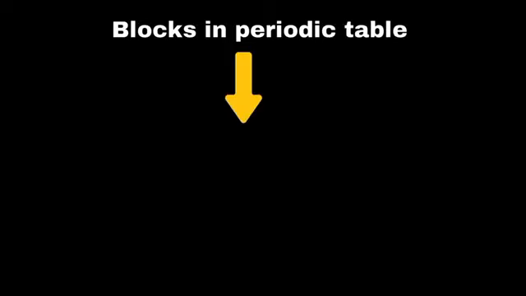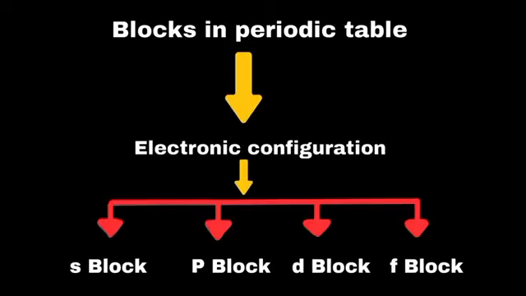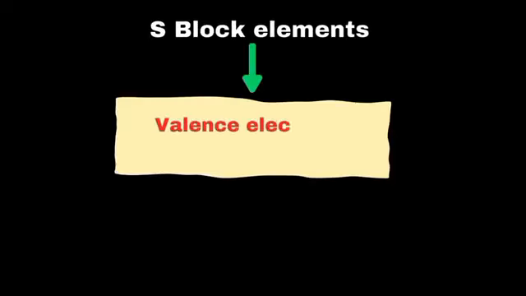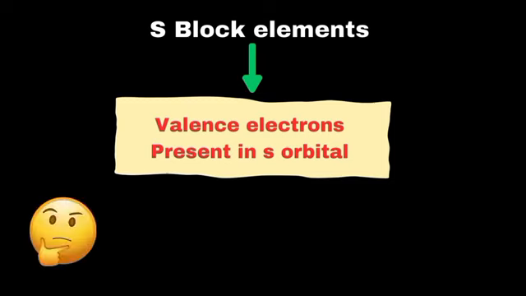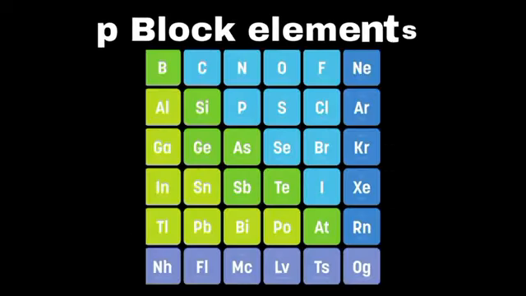The periodic table is further divided into 4 blocks based on the electron configuration of the elements, and they are S, P, D, and F block. The S block elements are those which contain their valence electrons in S orbital, such as members of group 1A and 2A. The members of groups 3A to 8A are called P block elements because their valence electrons lie in P orbitals.